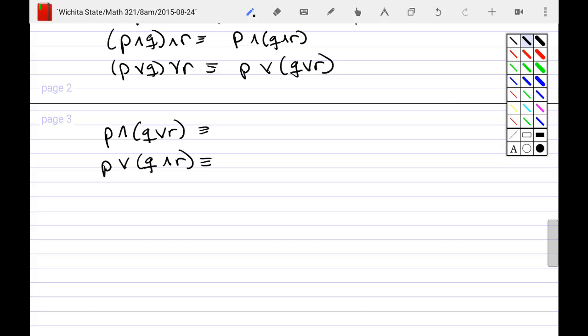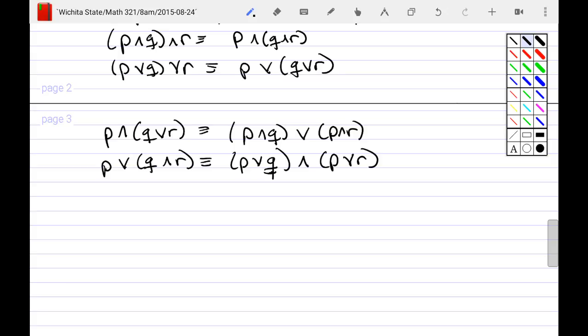This is also true, and the op goes with it. And so if I would distribute, this becomes P and Q, or P and R. And if I distribute, this would be P or Q and P or R. So it fully distributes through, except we have two distributions because we have two ops of the same level.